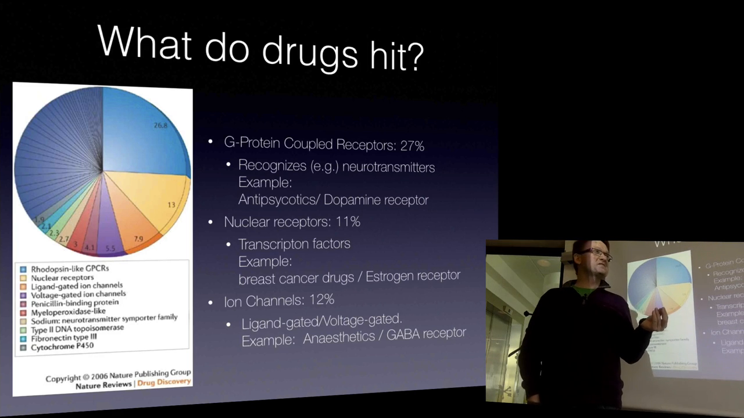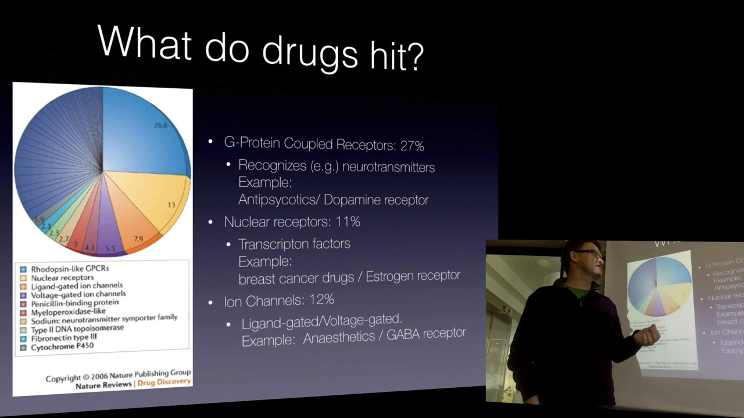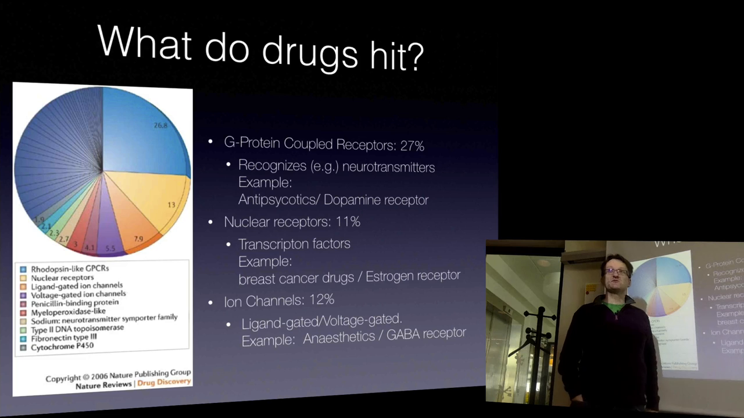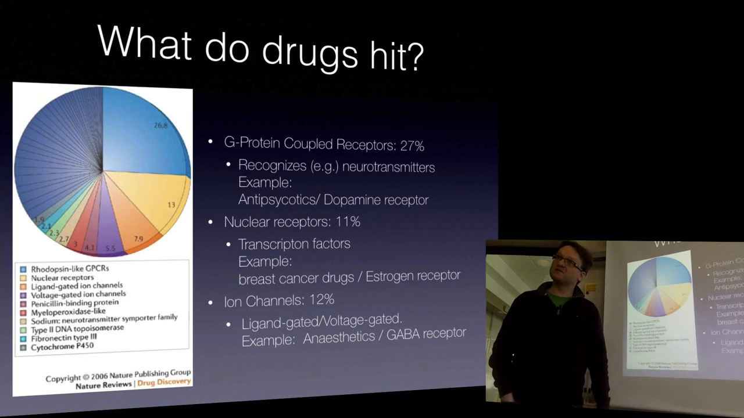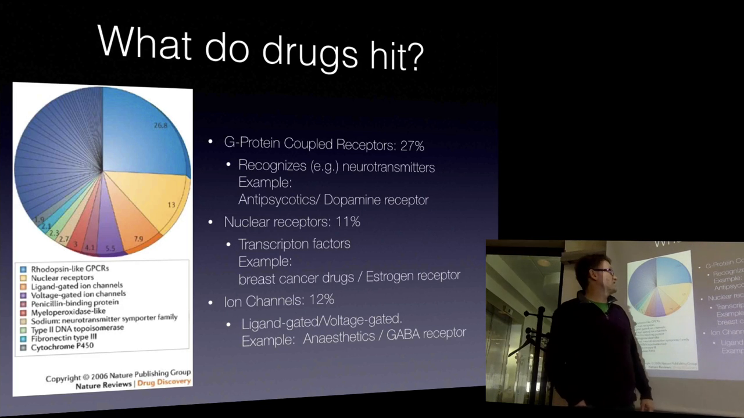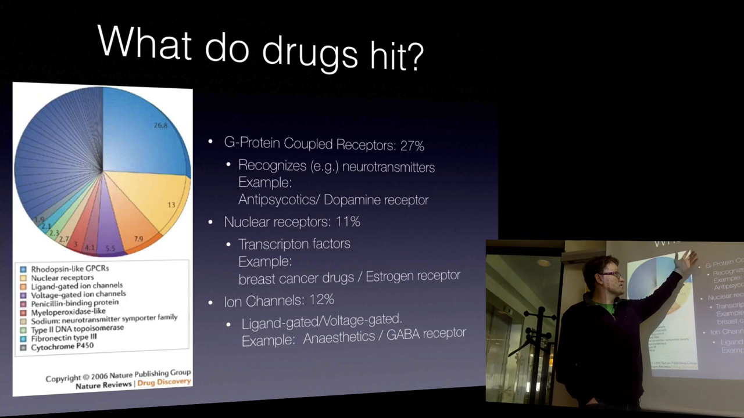Technically, that's true, but it's a bit of a modification. The modification is that the vast majority of all those things are G-protein-coupled receptors. Now, G-protein-coupled receptors happen to be membrane proteins, but most other membrane proteins are nowhere near as important. So they're a very general receptor. There are tons of different types.